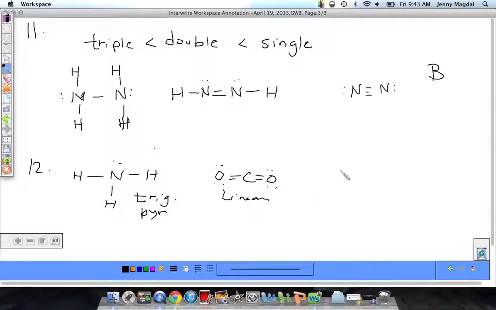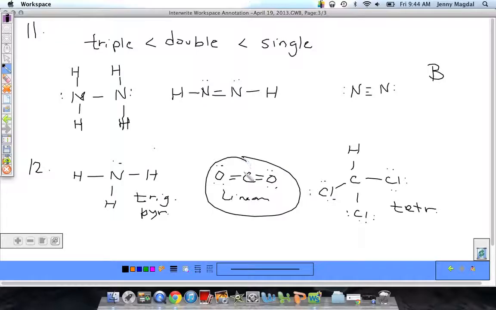And then finally, carbon, hydrogen, and 3 chlorines. That is 4 electron clouds, all 4 bonded, so tetrahedral. And B is our answer. 1 and 3 are the only ones that have a bond angle of 109.5 or less, because this Roman numeral 2 is linear.